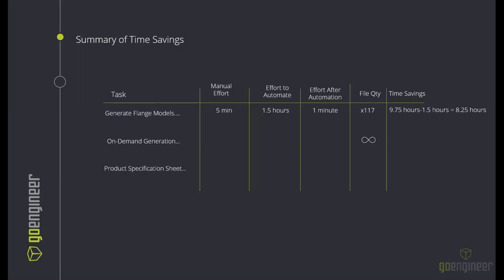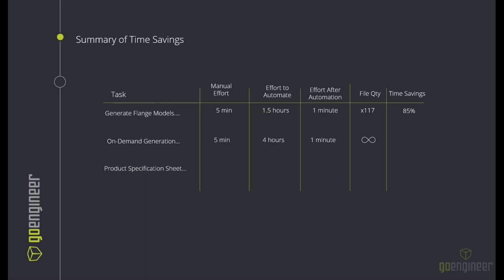And that means that I can do all of these parts in just an hour and a half, which saves me 8.25 hours or 85% time savings from generating those models. And that's just the models. That's not the drawings. That's not the product specification sheet. Pretty insane, right? For on-demand generation, for that hardware assembleizer, it's kind of hard to estimate.